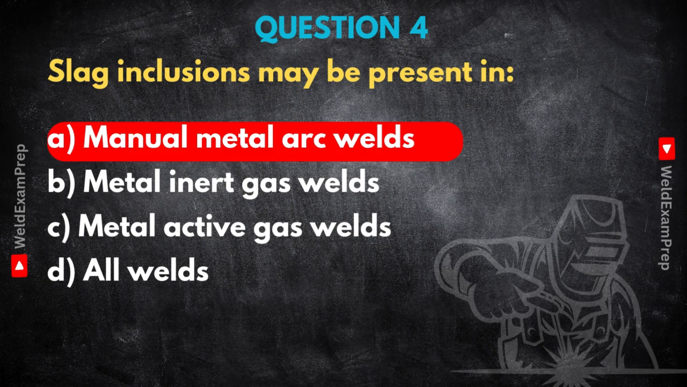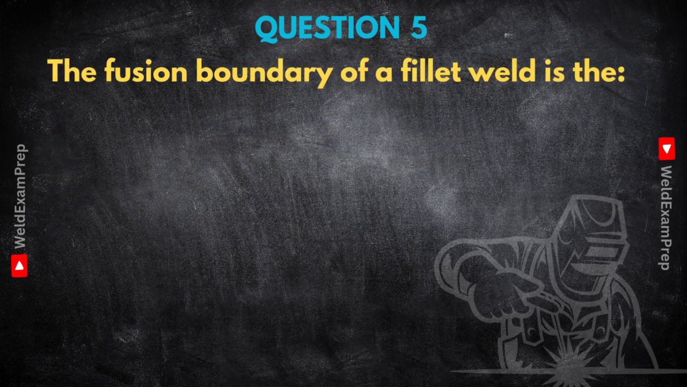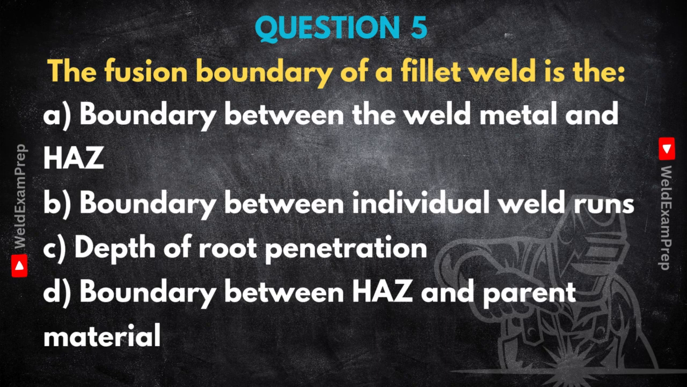Okay, last question for this deep dive. Let's get into weld zone anatomy. The fusion boundary of a fillet weld is the: A, boundary between the weld metal and HAZ; B, boundary between individual weld runs; C, depth of root penetration; D, boundary between HAZ and parent material.